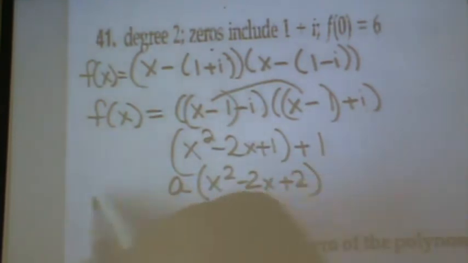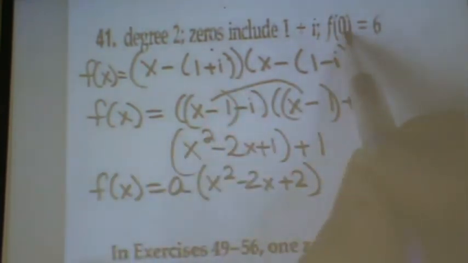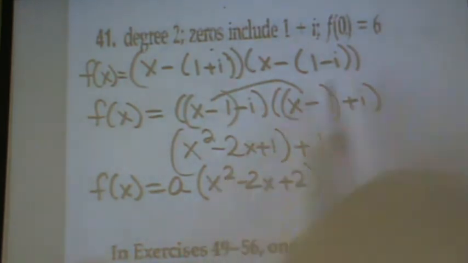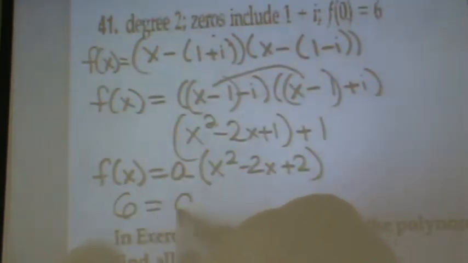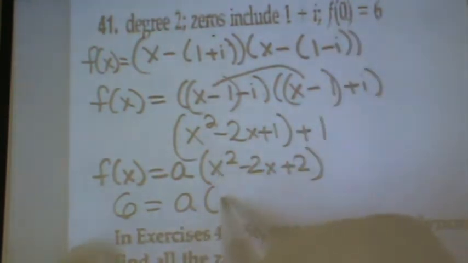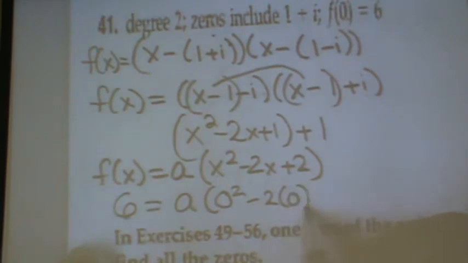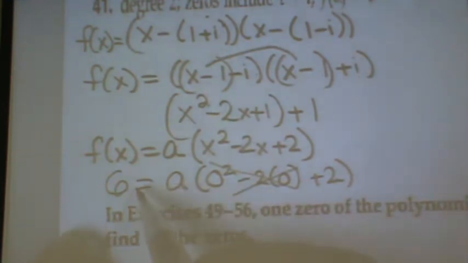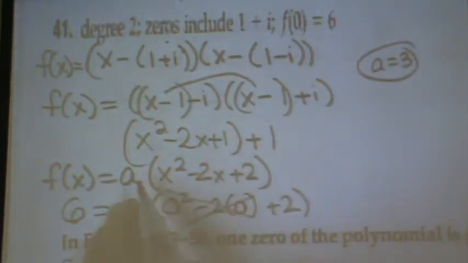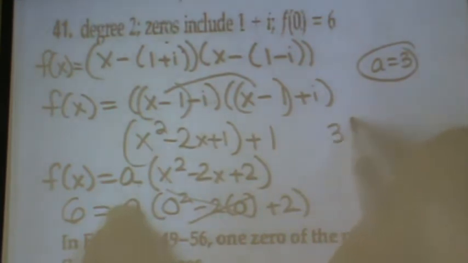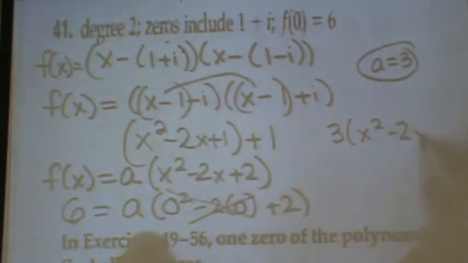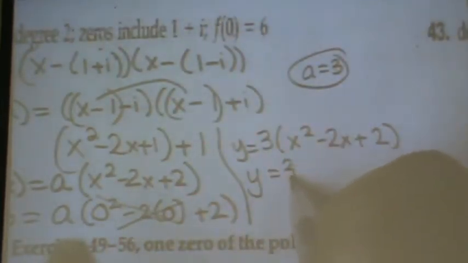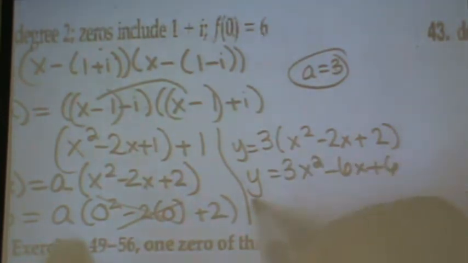Now, normally I have an a value in front. So what I'm going to do is incorporate x is 0. So I'm going to put a 0 here and a 6 for my y. So 6 is equal, I need to find the a value. If I plug 0 here, 0 squared minus 2 times 0 plus 2, these are going to cross out to nothing. You have 2a equals 6, so a is 3. So now all I need to do is plug a 3 right here, and I have 3 times x squared minus 2x plus 2. So y equals 3 times, and you can distribute the 3. So 3x squared minus 6x plus 6. That's your answer.